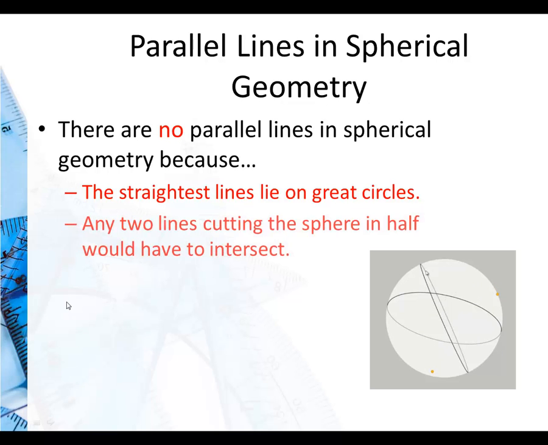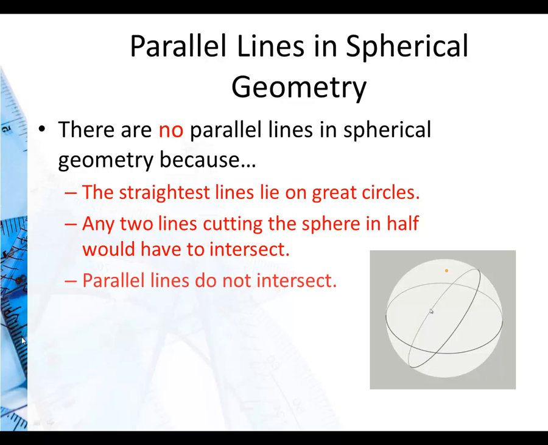Well, if you have two different lines that are cutting the sphere in half, they will eventually intersect. No matter where I put these points, if I try to move this point, it's always going to intersect. Well, if lines intersect, they can't be parallel. So, as crazy as it is, there are no parallel lines in spherical geometry.